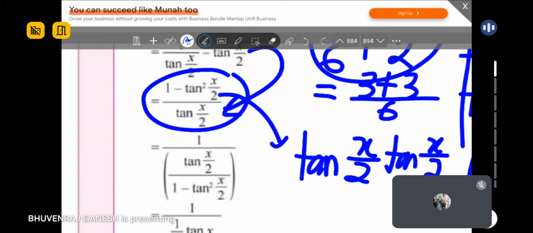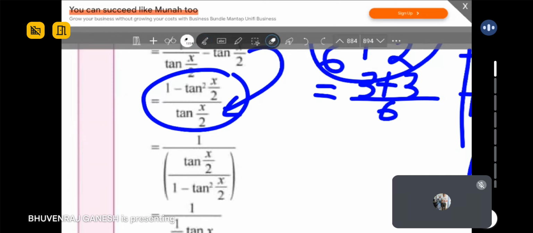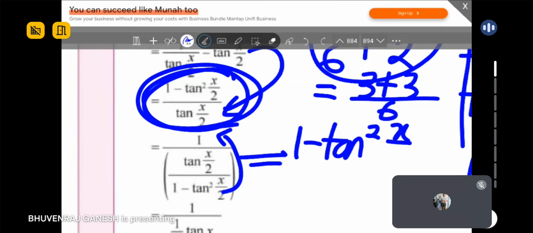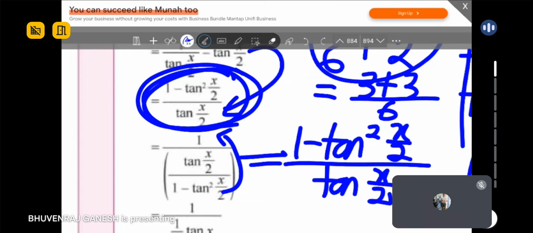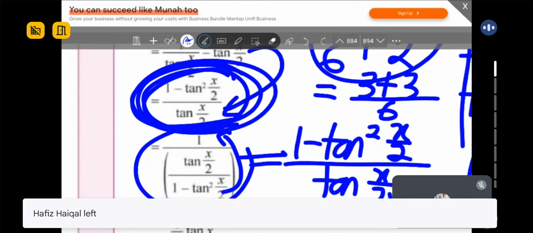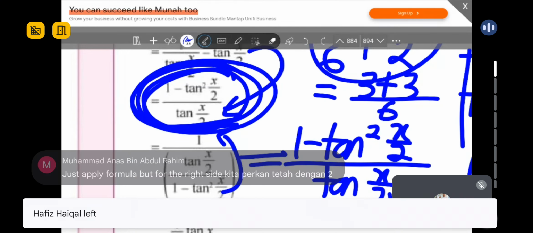Okay guys, very important step here. Slowly ya. Okay, I know what they do already. Okay guys, try to simplify this whole thing. You get this, right? Because this one you pull on top. So you get 1 minus tangent square x over 2 over tangent x over 2. Right? So you get back this answer for this one. Am I right? So that's why this one is equal to this one.